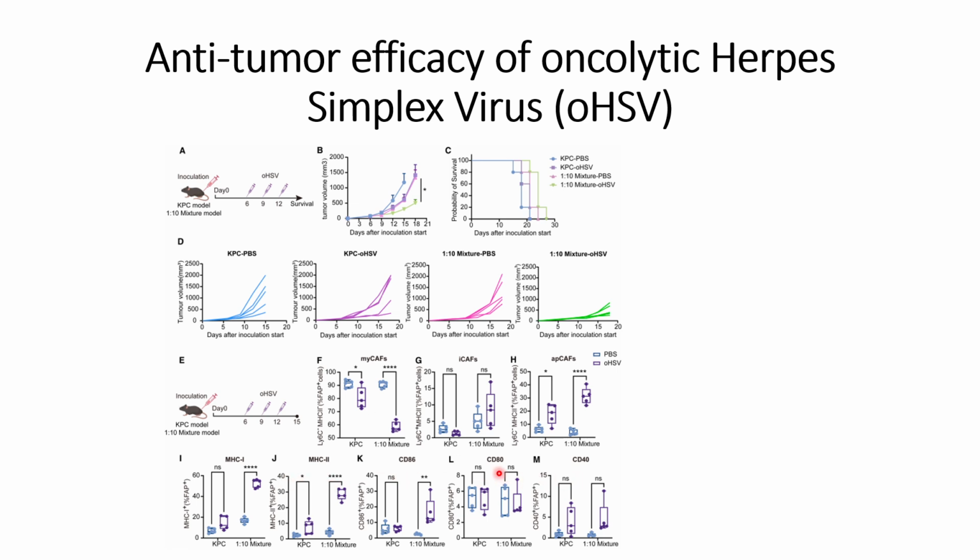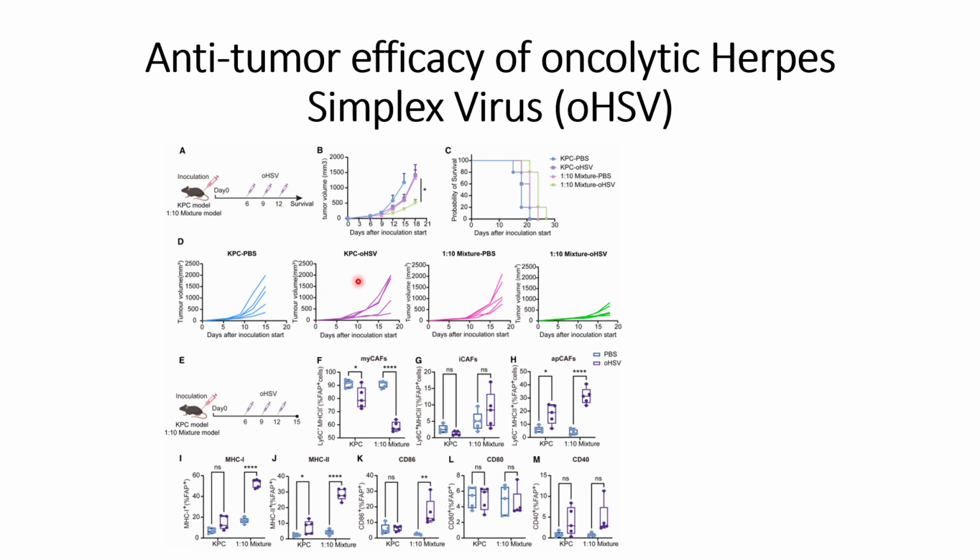And when they check the other antigen presenting markers, that is CD80 and CD40, they do not see significant changes in either case. So this indicates that it is MHC-I, MHC-II and CD86 that are enhanced when the 1:10 mixture model is treated with oHSV, and that helps in the enhanced tumor suppression, whereas CD80 and CD40 do not play a role towards this immunosuppressive decrease in the tumor microenvironment.